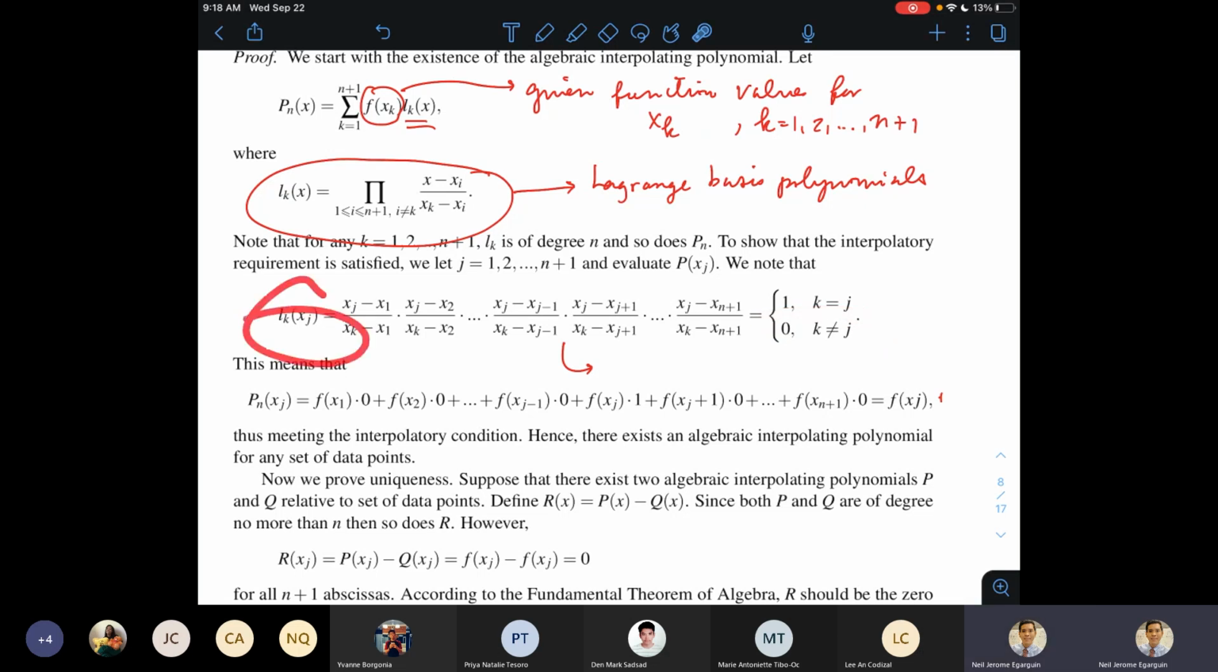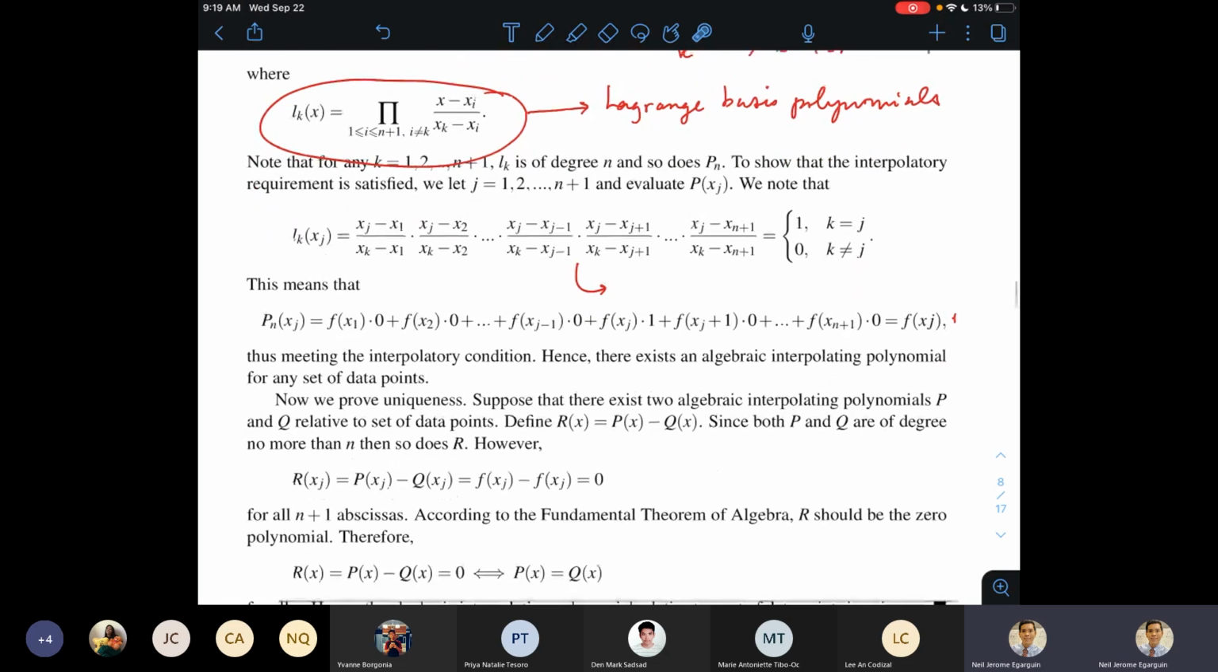So basically, the Lagrange polynomials, when I plug in the xj's, may dalawa lang posibleng values. It could be equal to 1, it could be equal to 0. And it will be equal to 1 only if k is equal to j. All right?